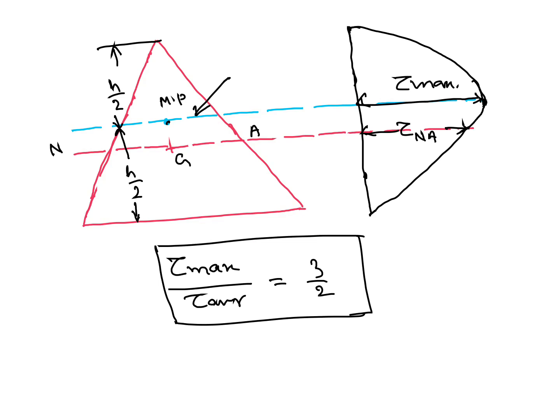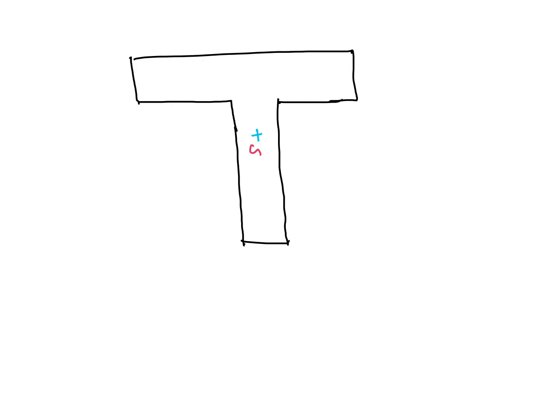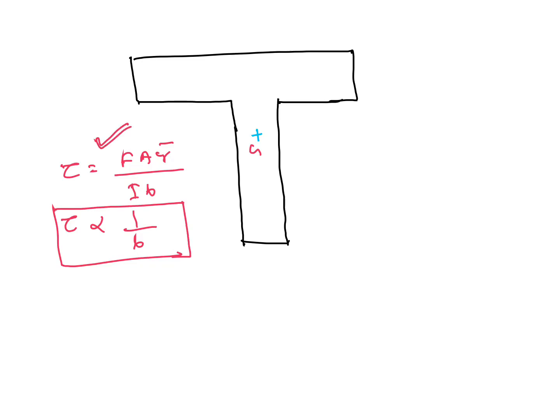I already told the formula is tau equal to F A y bar divided by I B. This one no need to remember for ISRO, just remember this one. For IAS, this one also you have to remember. So tau is inversely proportional to b. B is the width. See, here b is more. In this area b is less. So tau is inversely proportional.